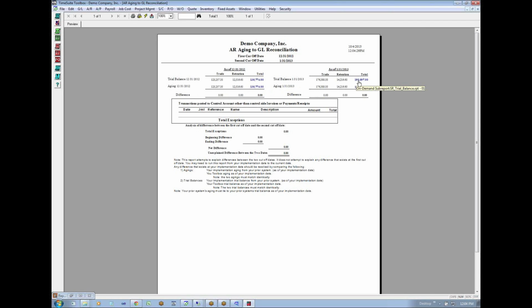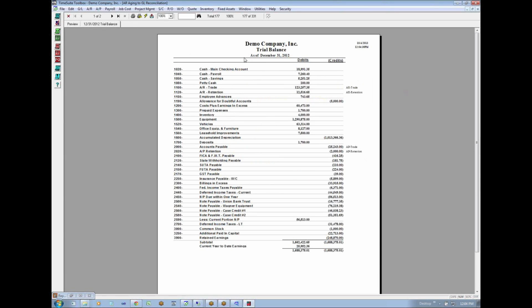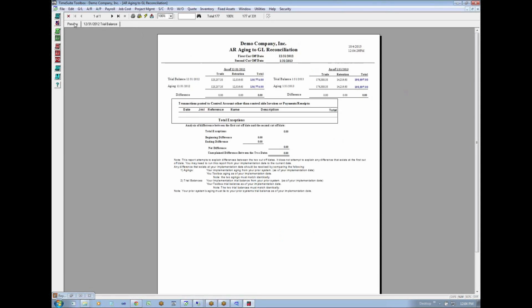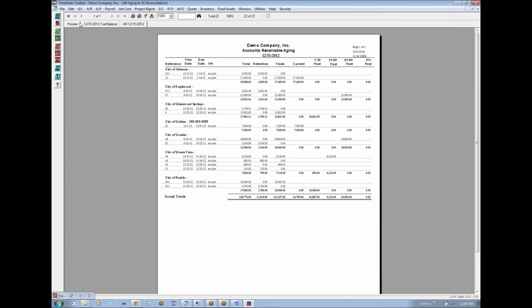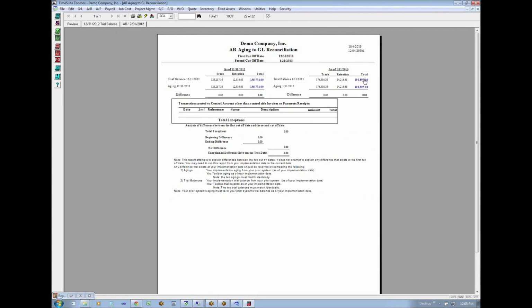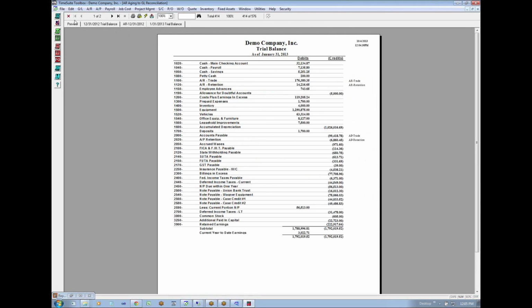And then same thing at the end of the period, your trial balance, your aging, and the difference between the two. And remember, if you see a navy blue number, that means there's an on-demand subreport behind it. And so if I click on it, it'll bring up the trial balance for 12/31/2012 in a separate tab. So if I click on this number, I'm going to get the aging as of 12/31/2012 in a separate tab. Do the same thing over here to get your 1/31 trial balance.